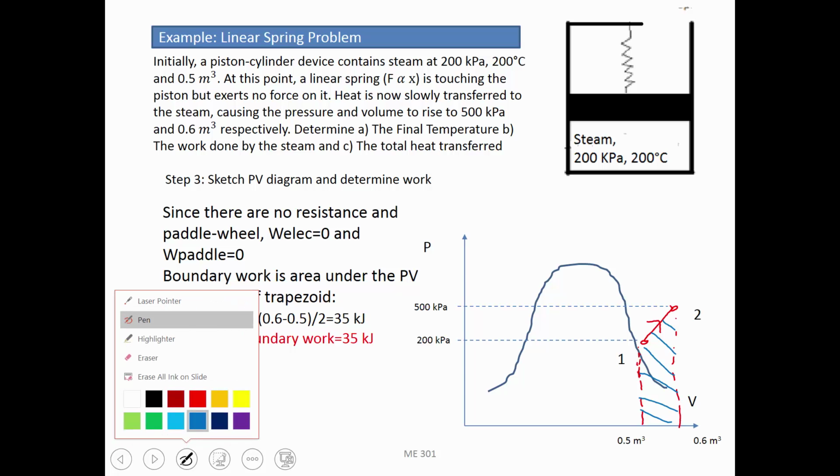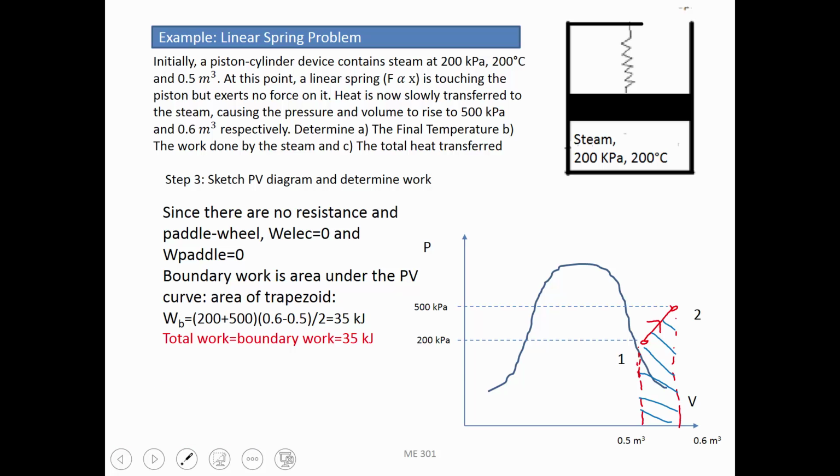We then find the area under the curve by finding the area of the trapezoid. The two bases of the trapezoid and its height. The boundary work turned out to be 35 kilojoules, which is also the total work.